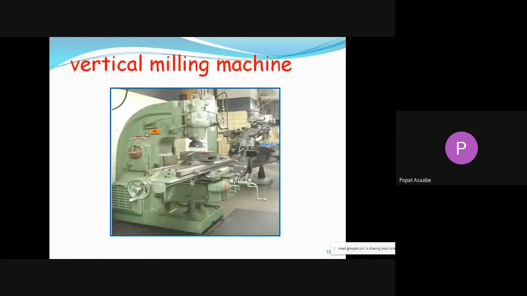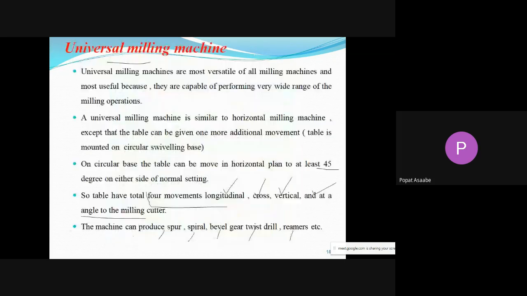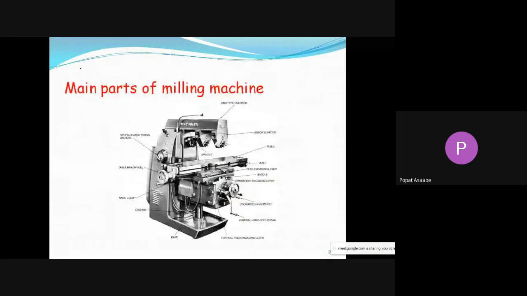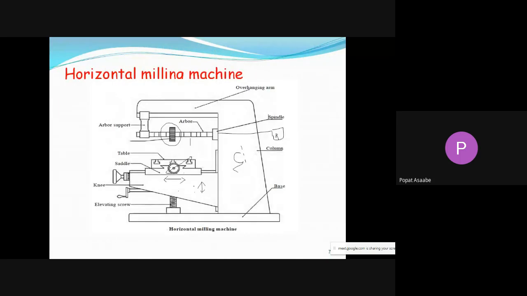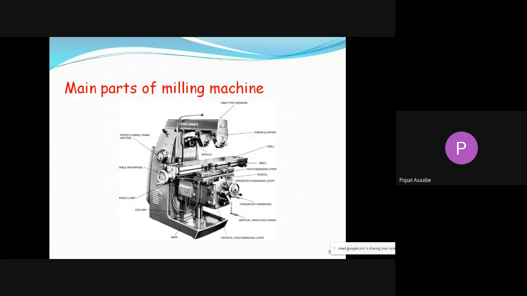Then the omni universal milling machine is there, and the difference is that in the omni universal machine we use one additional movement. Whatever knees are there, see, this is the knee. This knee also we can rotate or swing at a particular angle in the omni universal milling machine.